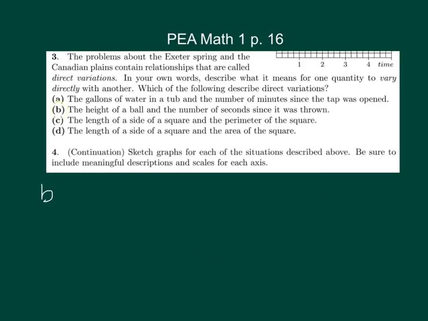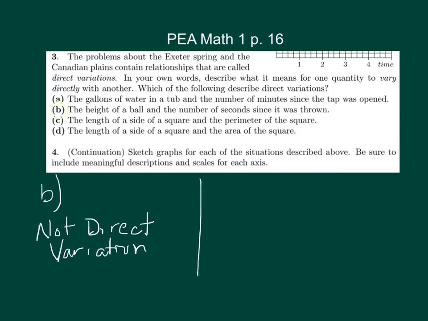Okay, now we're looking at the relationship between the height of the ball and the number of seconds that it was thrown. Do those vary directly with each other? No. No, why not? Macy: Because the height of the ball, it doesn't, the height of the ball has no association with the number of seconds.